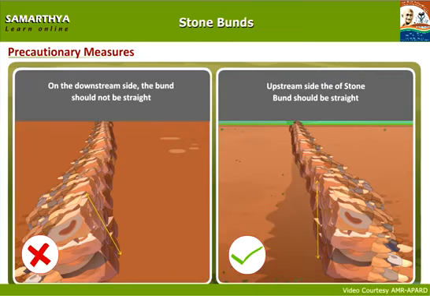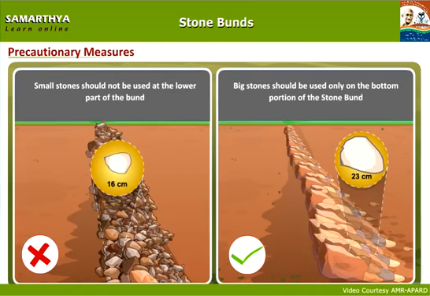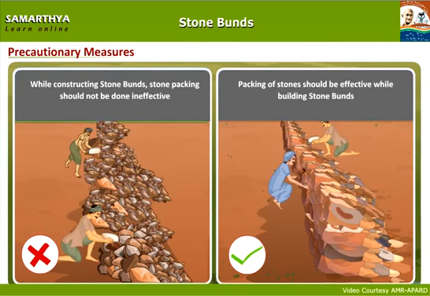On the downstream side, the bund should not be straight. Upstream side of the stone bund should be straight. Small stones should not be used at the lower part of the bund. Big stones should be used only on the bottom portion of the stone bund. While constructing stone bunds, stone packing should not be done ineffectively. Packing of stones should be effective while building stone bunds.